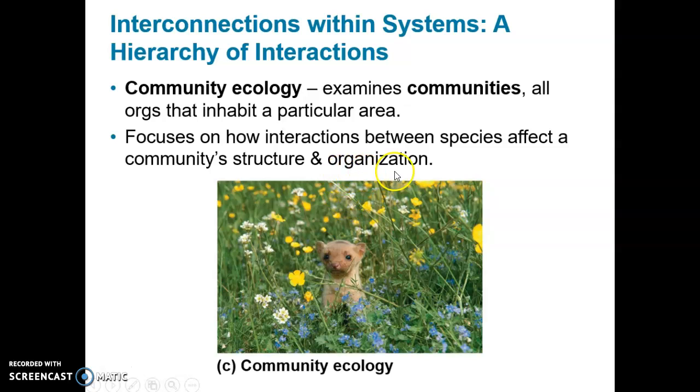And in terms of their organization, are they randomly spread about in the area? Are they clustered in particular regions? Are they really rare, few of them? Are they really abundant, a lot of them, like the yellow flowers here? And all of those things are based on the interaction of the different species in a particular area. So community ecology gets pretty involved.